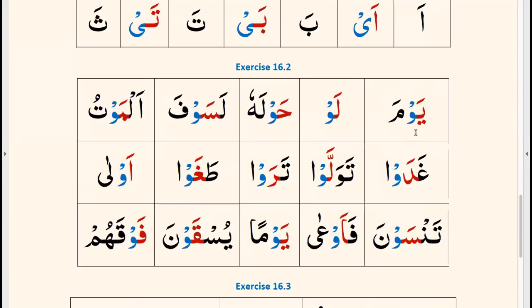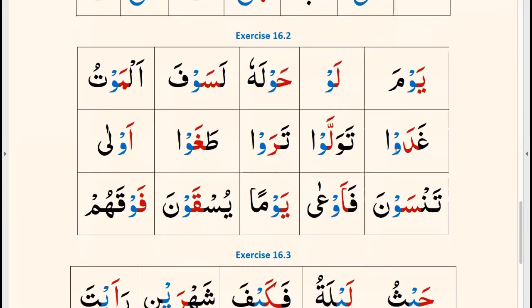Could you read this example for me, please? Yawma. Very nice. So you did prolong the vowelin for 2 seconds. Well done. Yawma. Very nice. Let's carry on to this example then. Very nice. What type of letter is the gha in here? Are you talking about the fatha? Yeah, I'm talking about this gha in here.